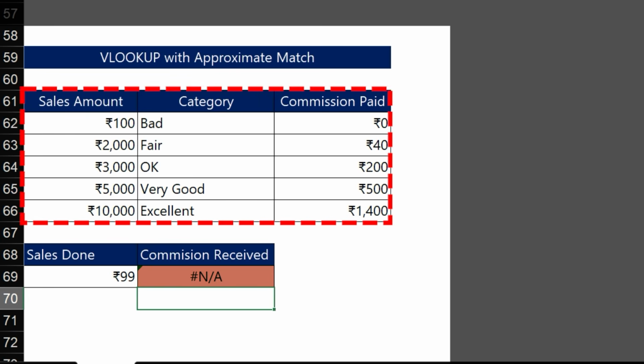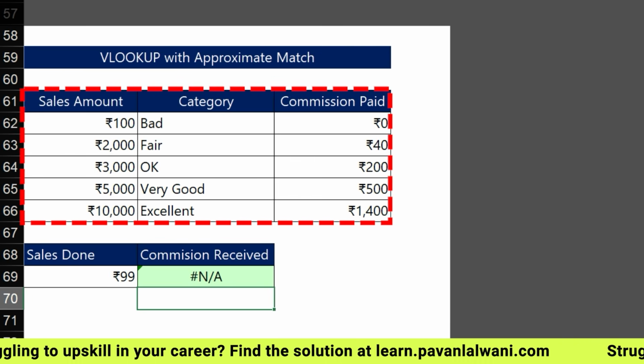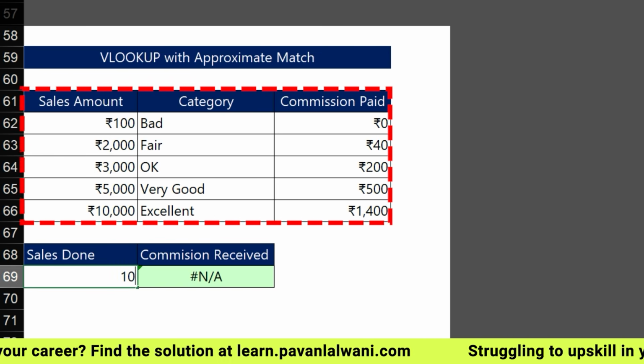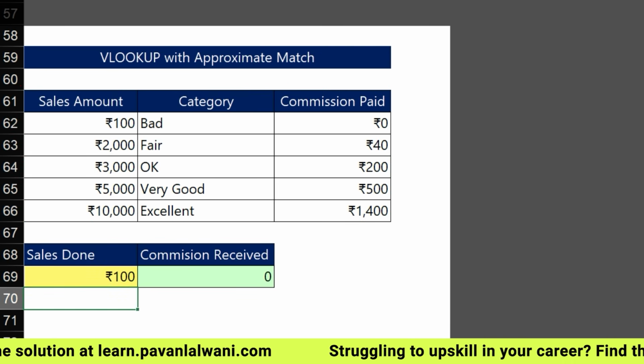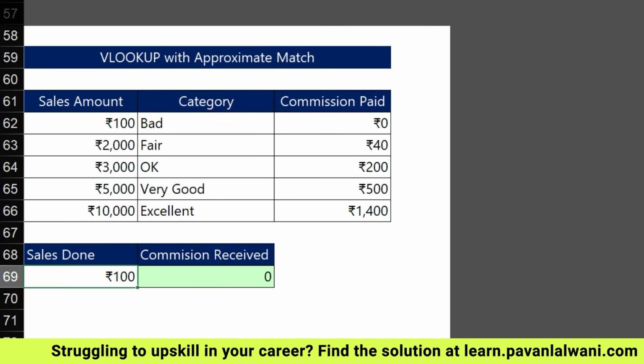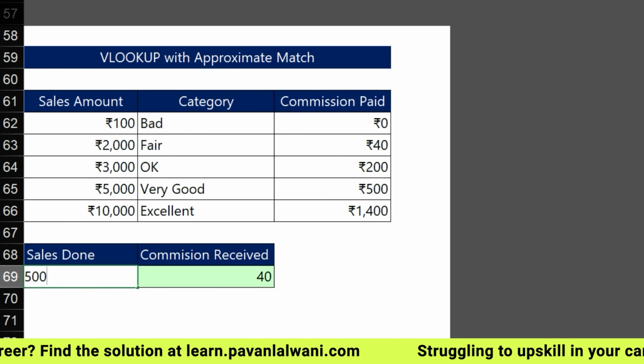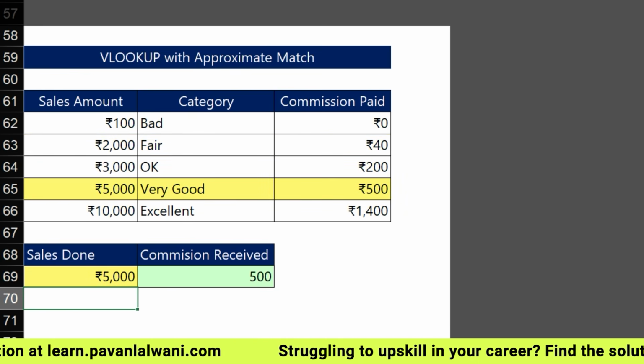Why NA? It is not available. Definitely, if you see, the value 99 is not available in that column. So I have to enter the value as 100. When you put the value as 100, you see the value is 0. If I put the value as, let's say, 2000, it is giving us 40. If I put the value as 5000 and press enter, 500, perfect.